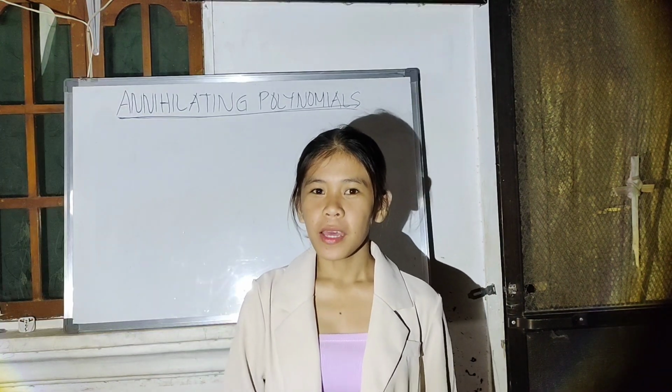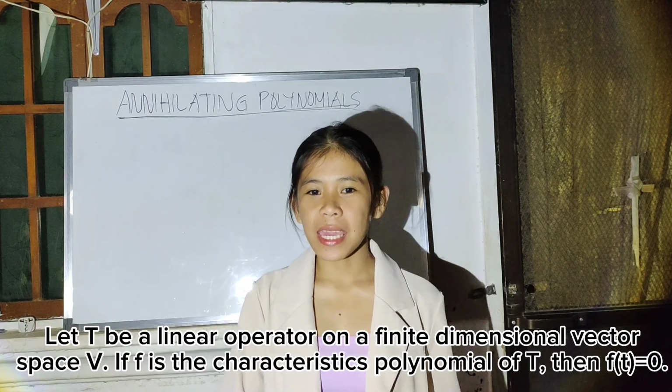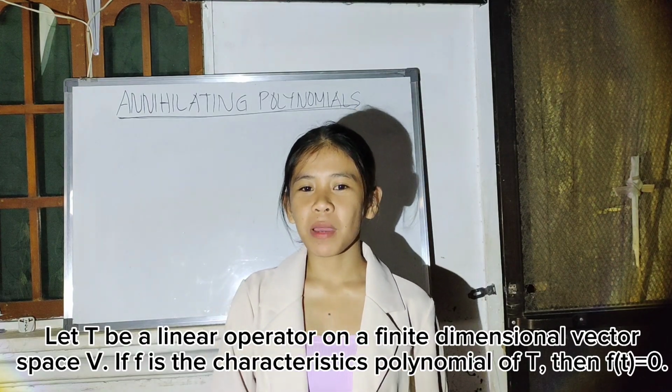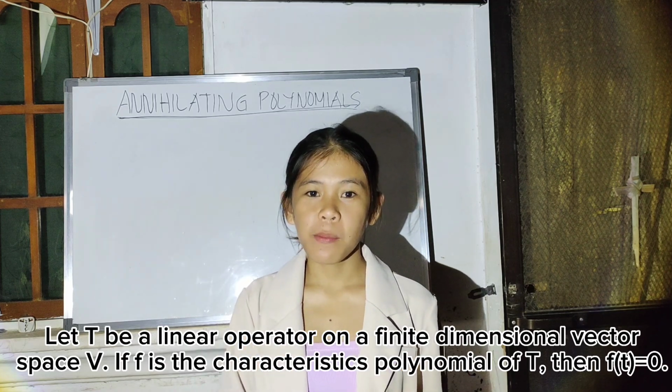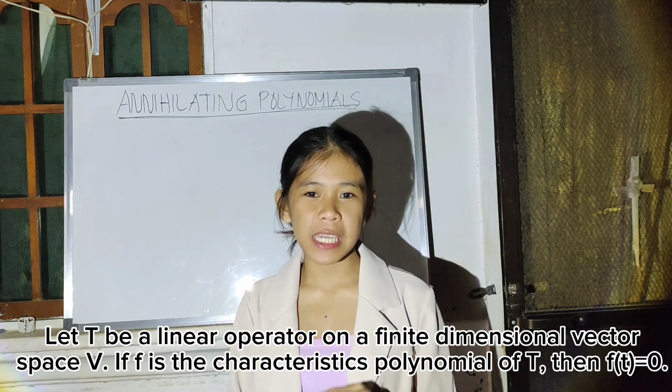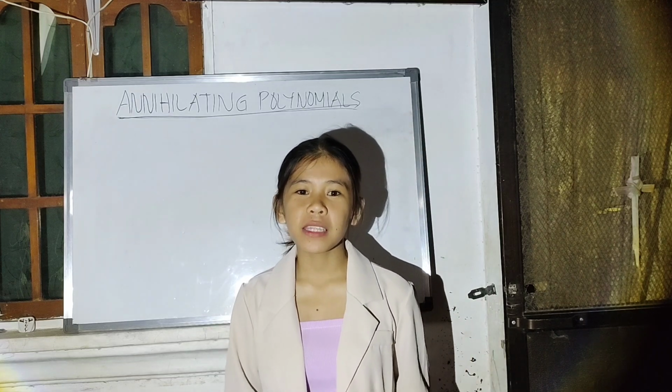Okay, so let's proceed to another theorem. Let T be a linear operator on a finite dimensional vector space V. If f is the characteristic polynomial of T, then f of T is equal to 0. In other words, the minimal polynomial divides the characteristic polynomial of our T. Let's break down the relationship between the characteristic polynomial and the minimal polynomial for a linear operator T on the finite dimensional vector space V.